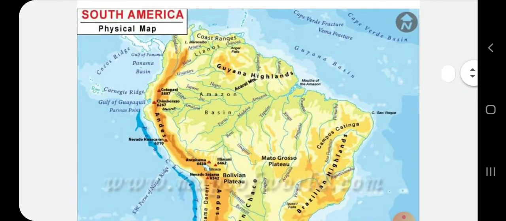We all know that South America is the fourth largest continent in the world. South America can be divided into four main physical divisions. The four major divisions are the West Coastal Plains, the Andes Mountains, the Central Plains and the Eastern Highlands. At first, we are going to discuss the Andes Mountains.